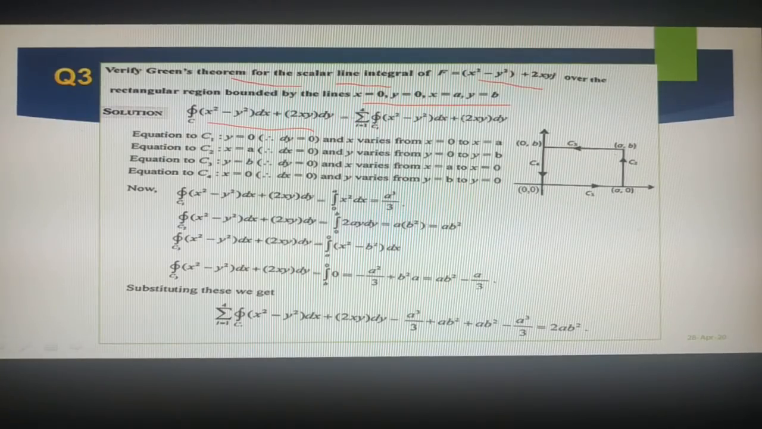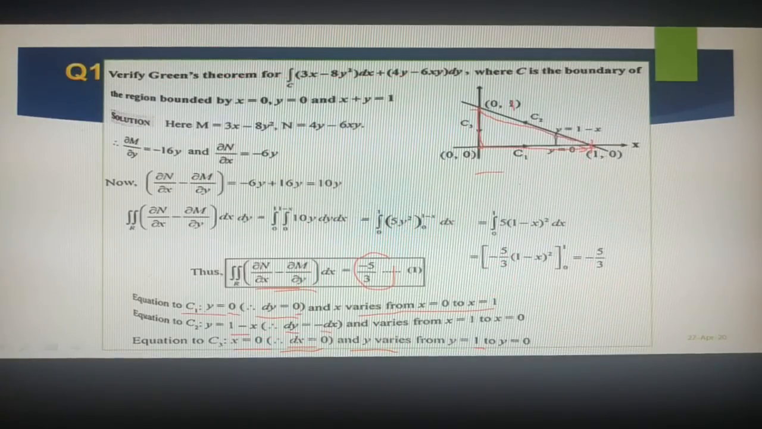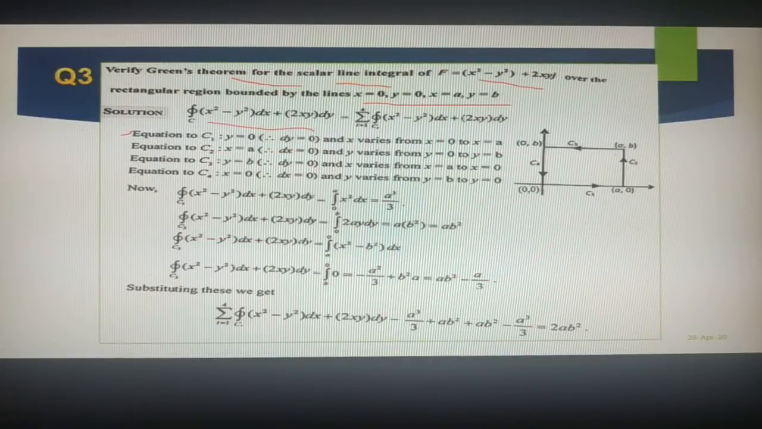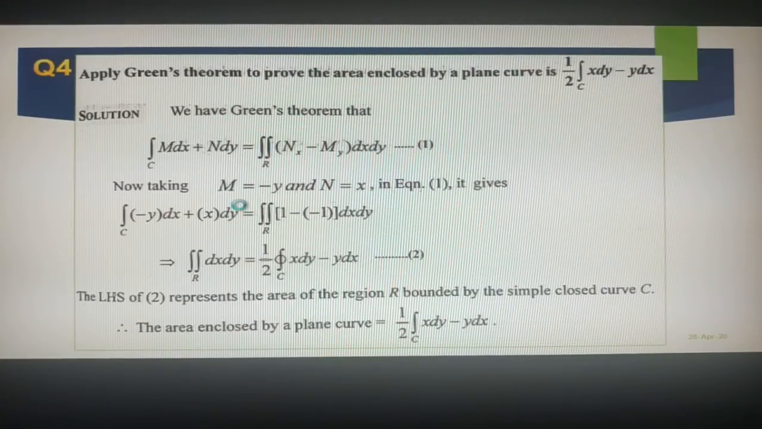As you know, when the line is x is equal to 0, then the dx value will be 0. That time y is varying from b to 0. Like that, for each curve either x or y is varying, and the other one becomes constant. This type of problem we did in our triangle. See here, we did it in our first problem. We have to go for two more sides. Please go through this, and if you have not understood, just post a message in our WhatsApp group.